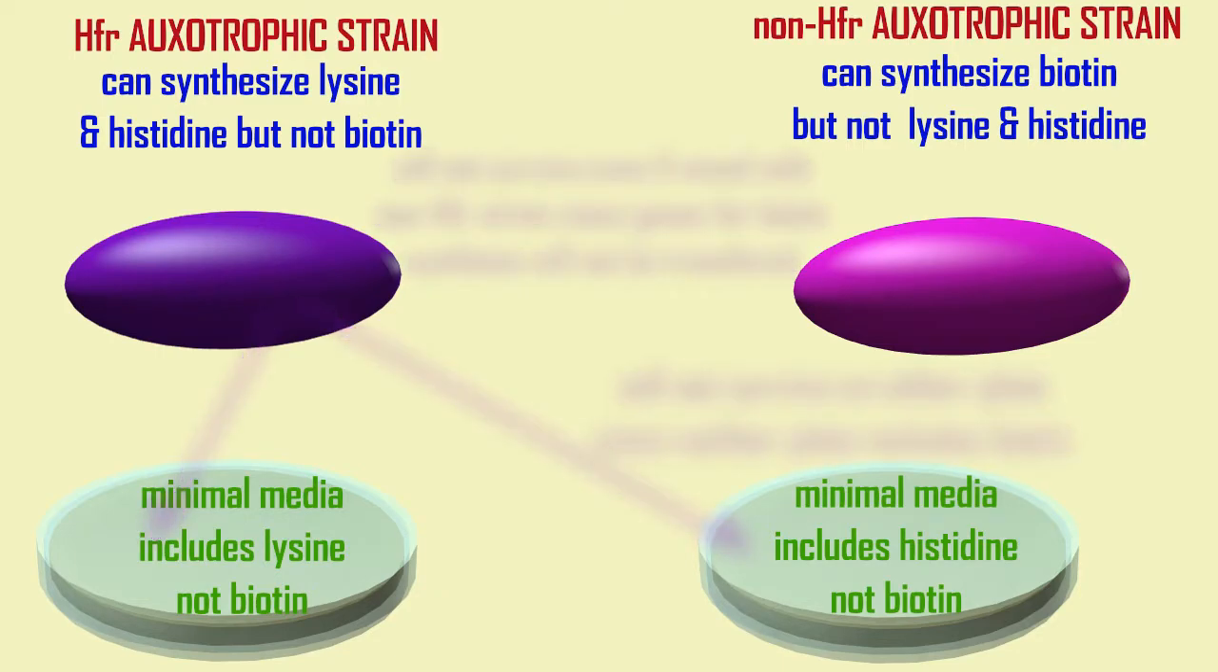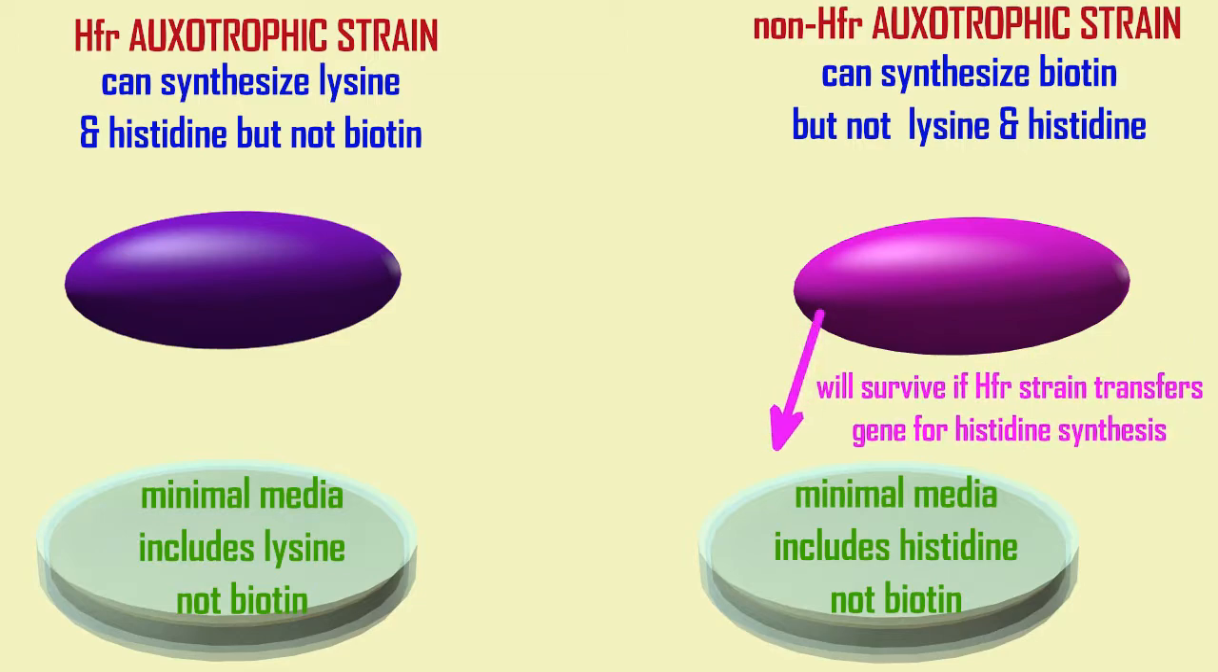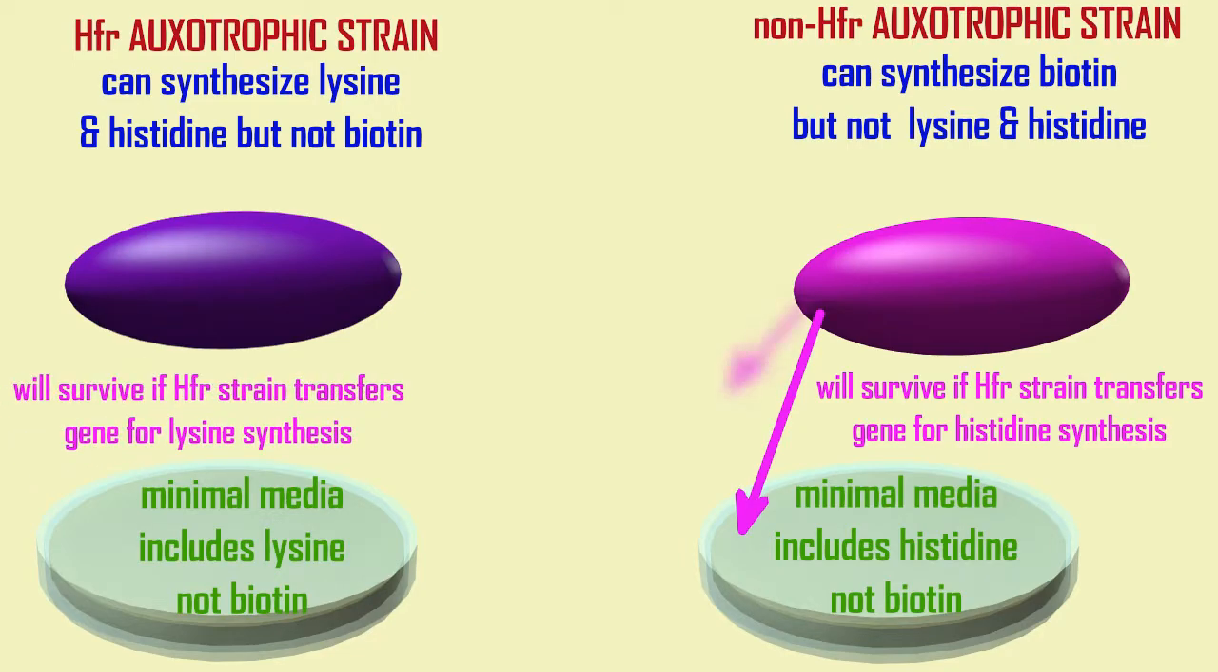Let's say that this HFR strain was an auxotrophic strain which could not synthesize something else, like biotin, while the recipient strain could. If all of the plates lacked biotin in their media, then the source of the HFR strain itself would not be able to survive on those plates. This would be a way of controlling for that.